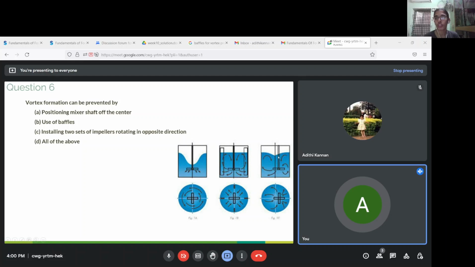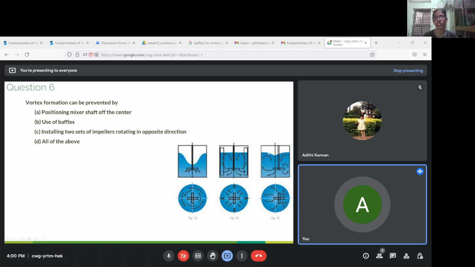Apart from that, you can also position the mixer away from the center. Generally, all this while, your impeller is always present at the center of your tank. Instead of keeping it at the center, you will keep it towards the walls of the tank, so that even if there is circular motion, your liquid will hit the walls. Hence your circular motion is disrupted. You won't have a proper circular motion here. It will go towards the walls, hit, and then come back again. So your vortex formation is prevented even if you keep the mixer shaft off the center.